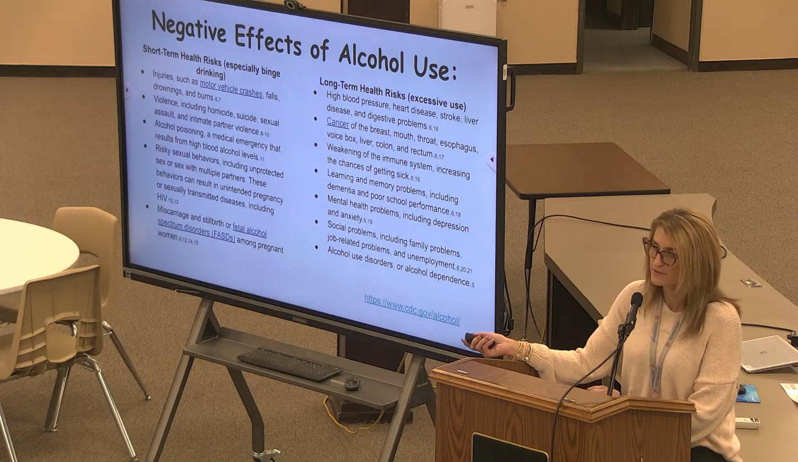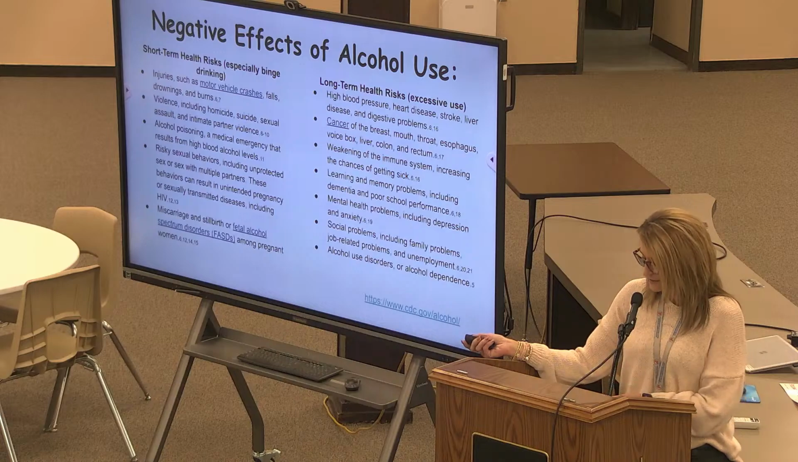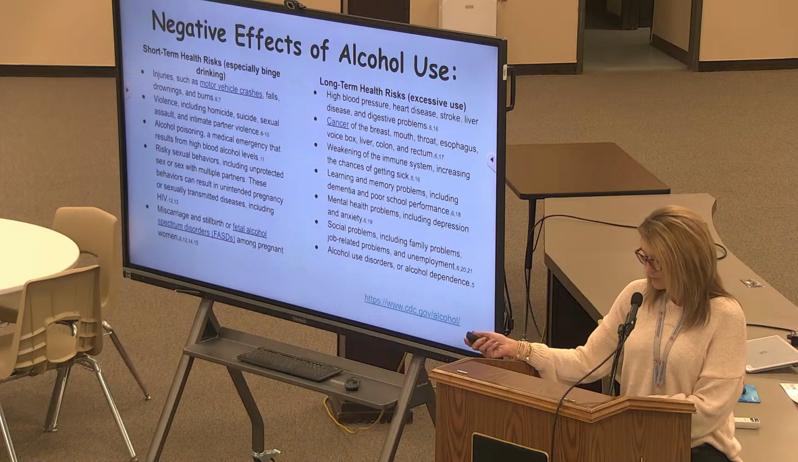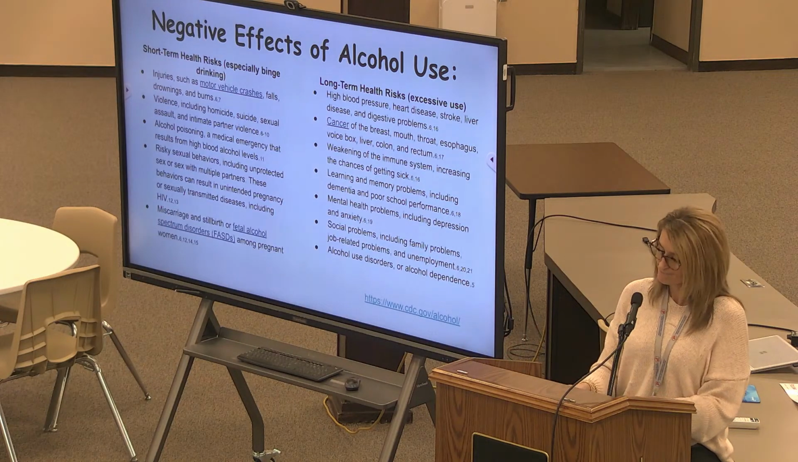We have to think about this, that it does not include the list of things like driving under the influence, ending up with things like accidental overdose, alcohol poisoning, as we talked about, death from drunk drivers, or riding in cars with impaired drivers, because a lot of times our kids think that it's safe.